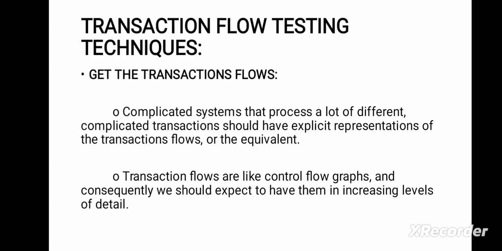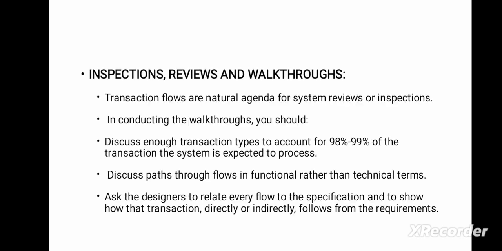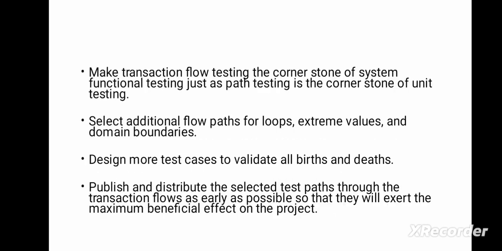So what is the technique followed in transaction flow testing? First we have to get the transaction flow, either in a simple system or in a complicated system. With the help of a CFG, a control flow graph, we can easily identify the system flow, and afterwards through the documentation we can also get the entire flow of the transaction. Afterwards we have to do certain inspections, reviews and walkthroughs to verify whether they are on the right track or not. Through that we can identify the exact flow of the transaction.